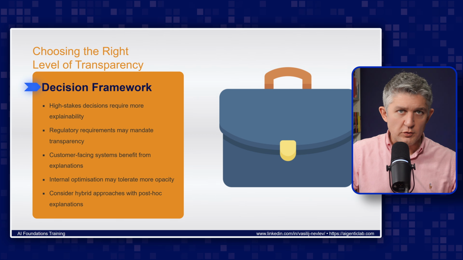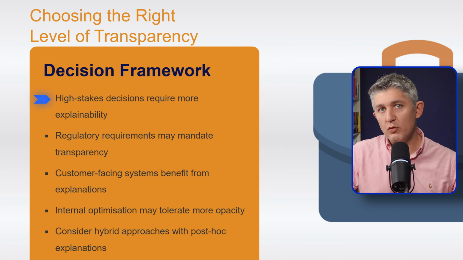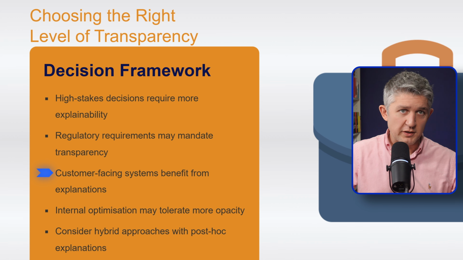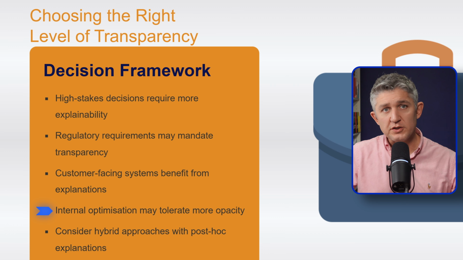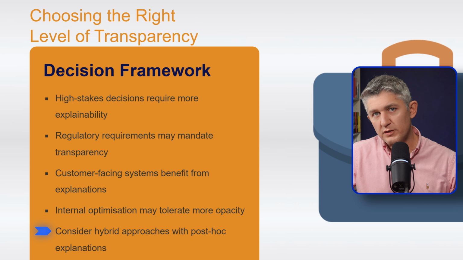Use this simple framework to choose the right level of transparency. High-stakes decisions require more explainability. Regulations might mandate transparency. Customer-facing systems benefit from clear explanations. And internal optimization can tolerate more opacity. Consider hybrid approaches with post-hoc explanation tools.